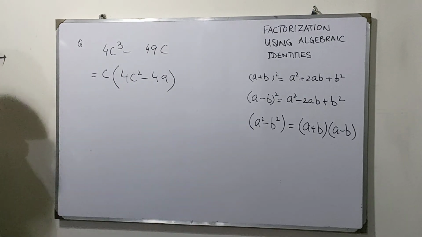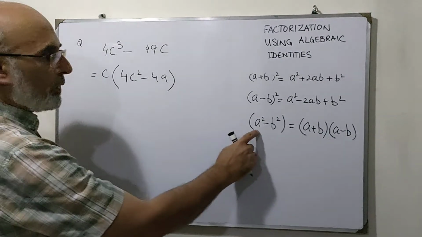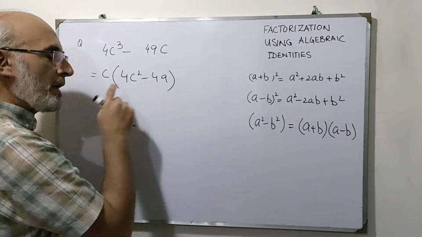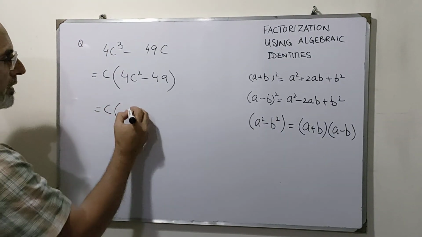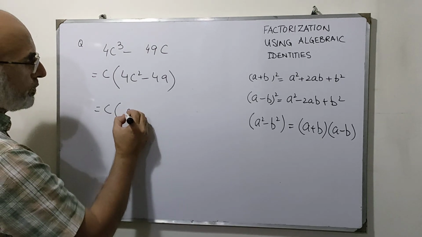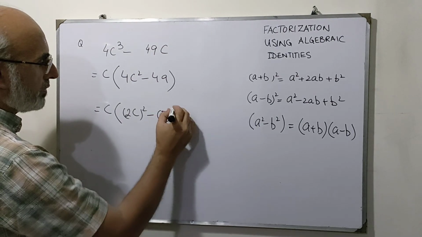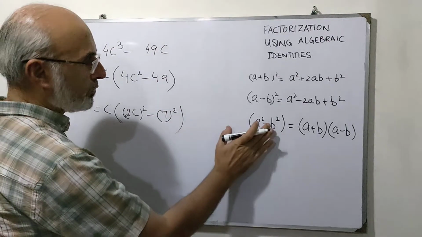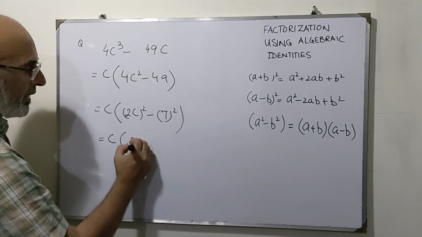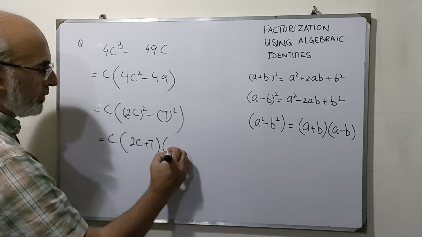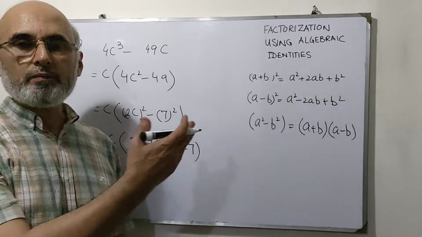Now if we look at this expression and we come here, it says a square minus b square. So let's make it in the form of a square minus b square. So c, 4 is the square of 2, 2c whole square minus, this is the square of 7, 7 square. Now this is a square minus b square. So we can easily say c into 2c plus 7 into 2c minus 7. So we have our factors by applying identity number 3.